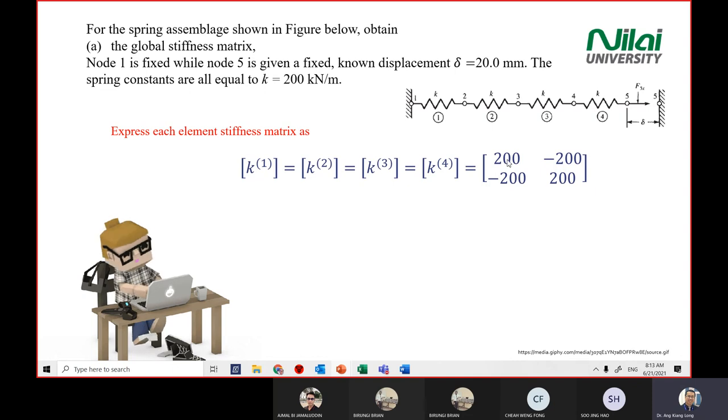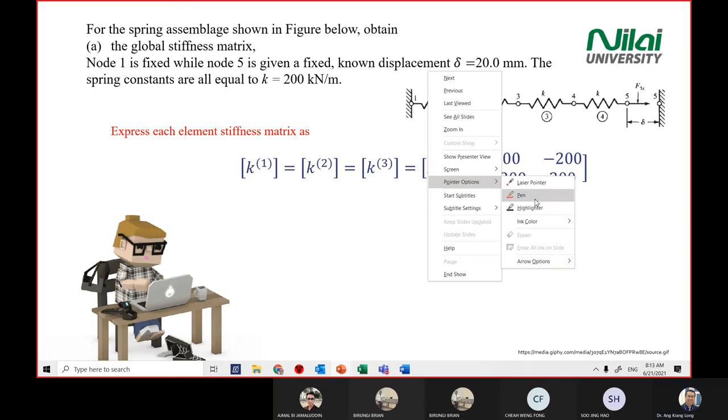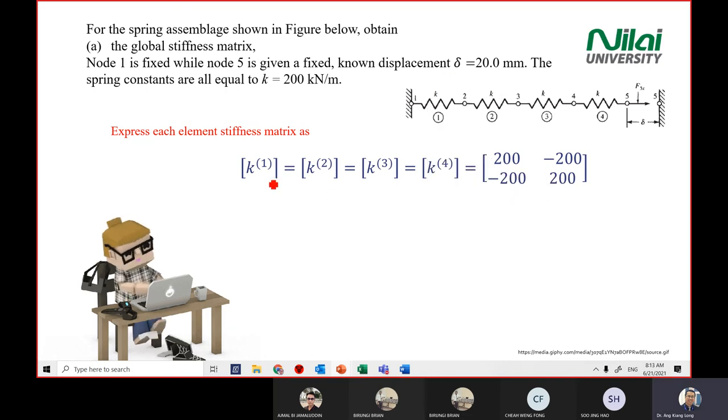This format, positive negative negative positive, is fixed already. What will be changing is the K value. K value will be given in the question. So you just substitute the given value from the question. All right. So same for element 2, element 3, and element 4. Okay. So if this one, how we mark, you write K1 equal to 200, minus 200, minus 200, positive 200, you get one mark for each one. So here you have four marks already because you have four springs.